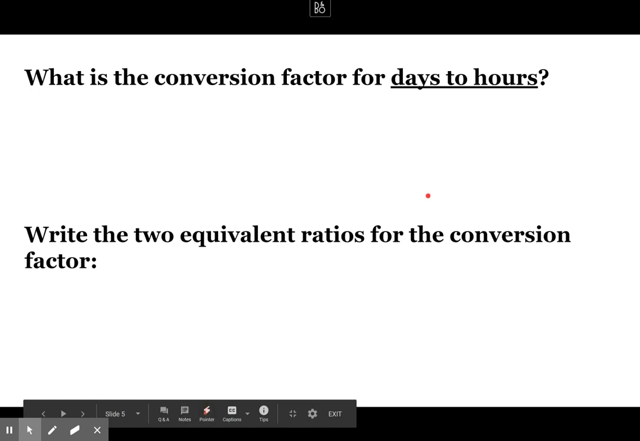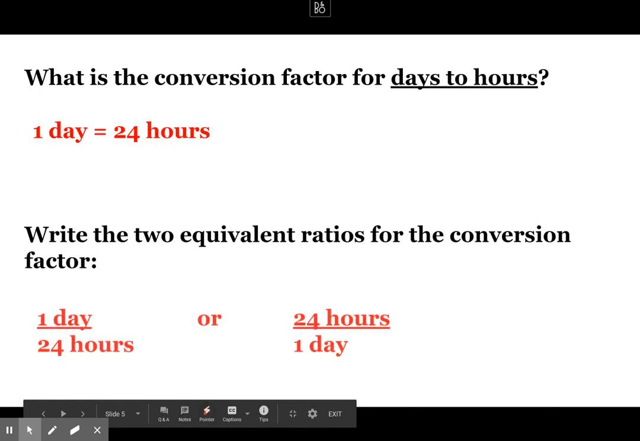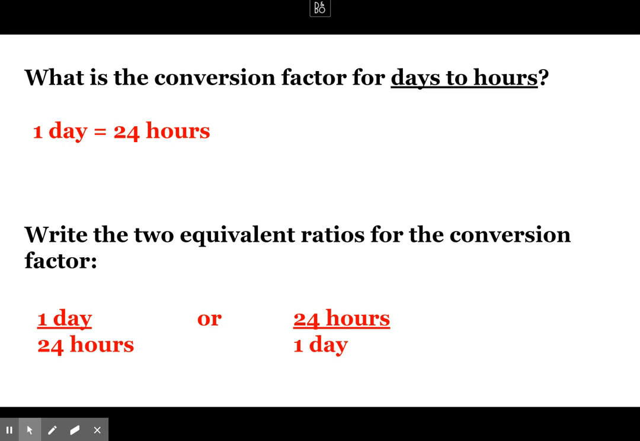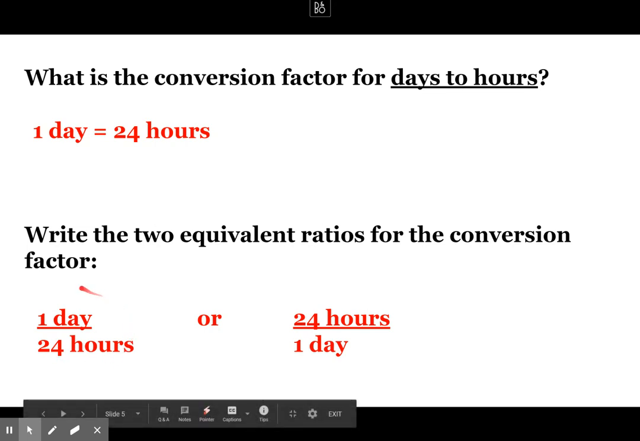So we know that 1 day has 24 hours. That would be our conversion factor. And now the other part we want to think about is what are the equivalent ratios for this conversion factor? Our 2 equivalent ratios are as follows. We can see here that 1 day over 24 hours, that's our ratio. Or another ratio is 24 hours over 1 day.